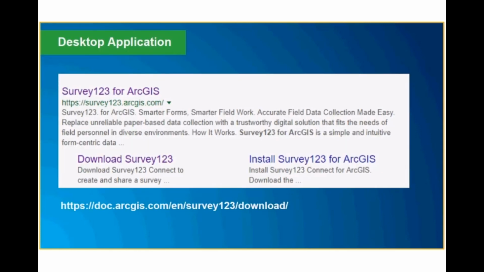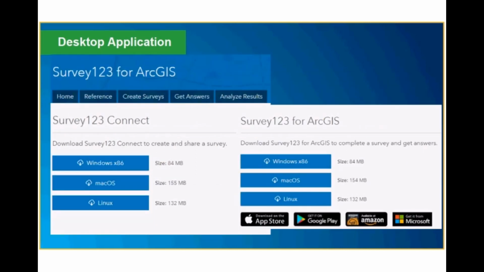So for the desktop application, when you go to survey123.arcgis.com, you get the download survey. It is here that you download the installation application for Survey 123 for Linux, for Mac OS, and for Windows, as we'll see later. So that is actually what you get once you visit survey123.com. You can see the Survey 123 Connect for Windows, for Mac OS, and Linux.